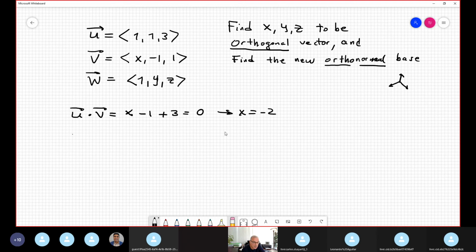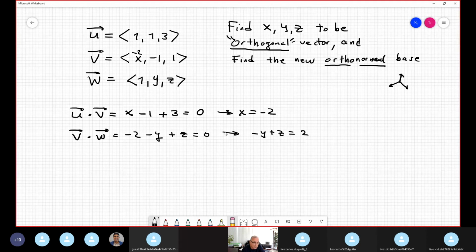Now, likewise, for the dot product of b and w, I select another pair. I know that this entry is -2, so it's 1 times -2, minus y, plus z is equal to 0, because my goal, remember, is orthogonal, so the dot product is always 0. So I have one equation: minus y plus z equals 0. I need another equation and then solve for it.